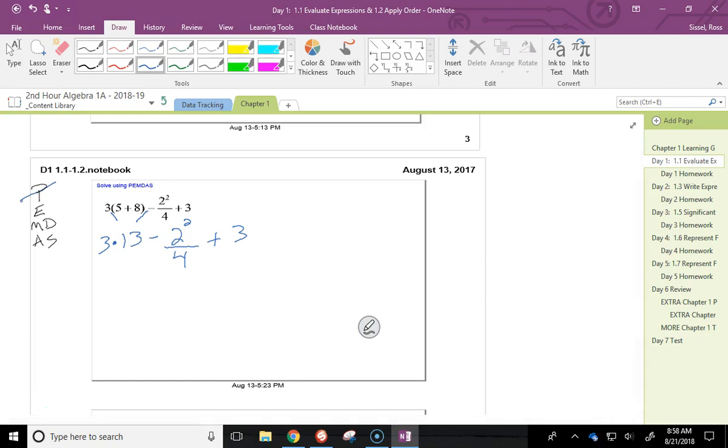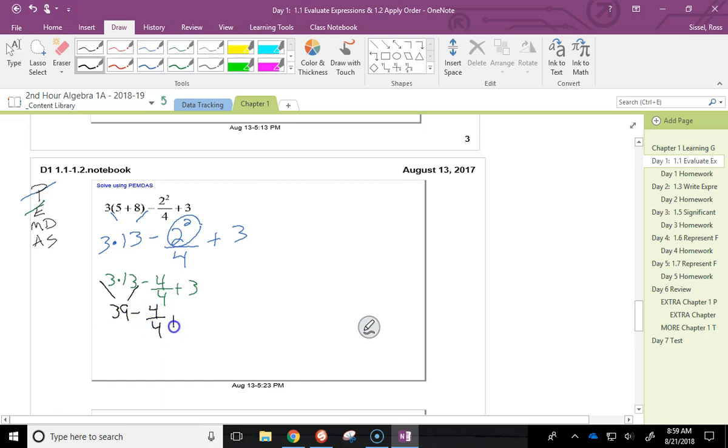I then look for exponents. Well, we have one right here. So I'd rewrite my problem to 3 times 13 minus 2 squared is 4. I'm done with exponents. I'm going to go left to right to do multiplication or division. Right away, 3 times 13 is 39 minus 4 divided by 4 plus 3.